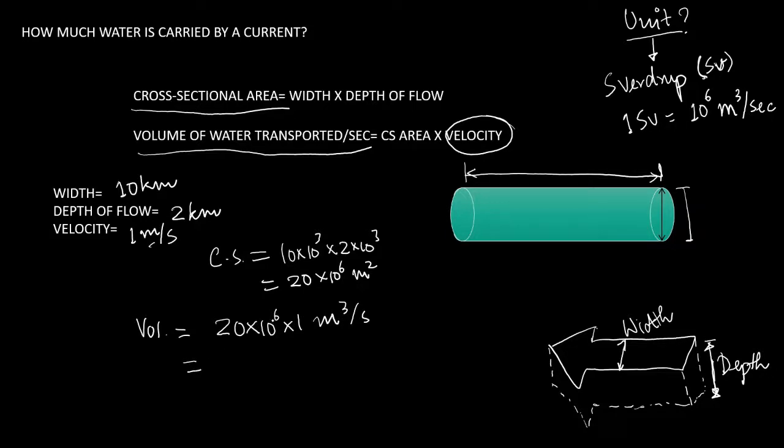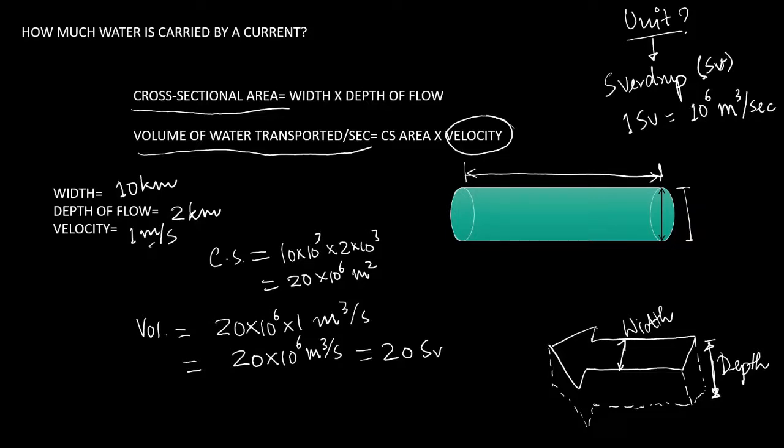So it becomes 20 million cubic meter per second, or 20 SV, 20 Sverdrup. So if we say that an ocean current is carrying 20 Sverdrup of water, it means it is transporting 20 million meter cube of water per second. I hope this is clear. So now if any of these two entities are given, you can easily calculate the third one.